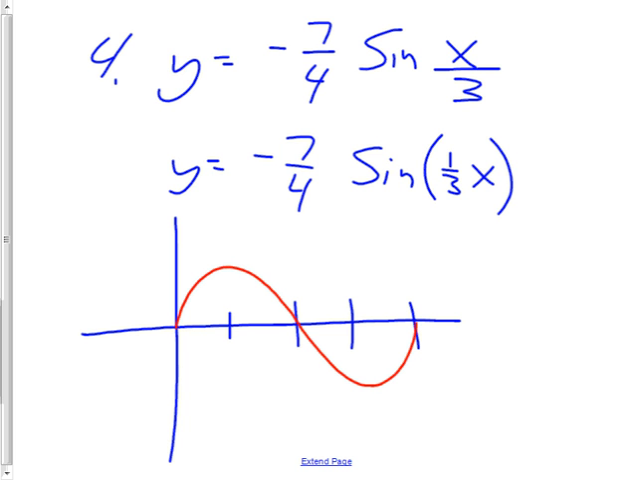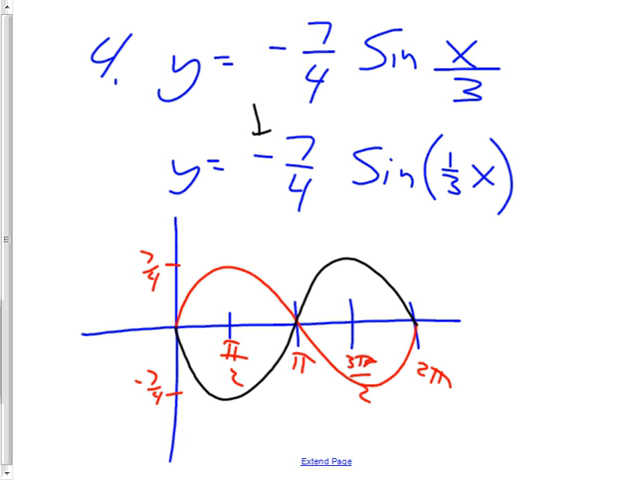Next. This would normally be 2 pi and pi and pi over 2 and 3 pi over 2. So that's how I'd always start. This would normally be 1 and -1. We just talked about that. What do we need to do? Change it to 7/4 and -7/4. Now this is the one thing that we're never going to let you just try to do on the graph numbering system. What do you think that does? Flips it. So now it's this new one, this black one. And we get rid of the red one.